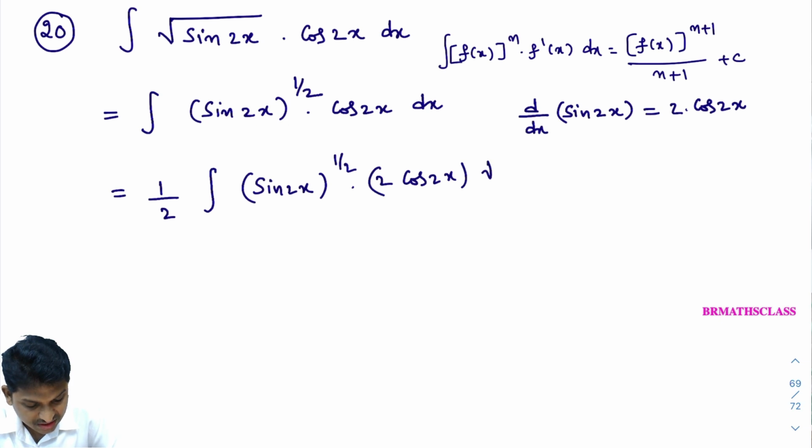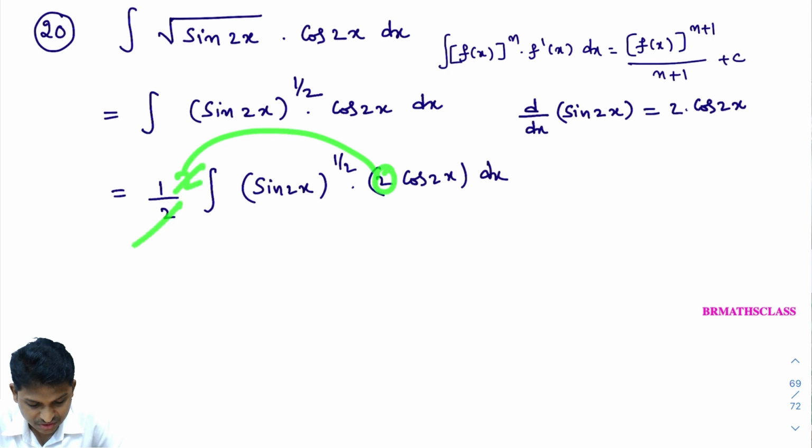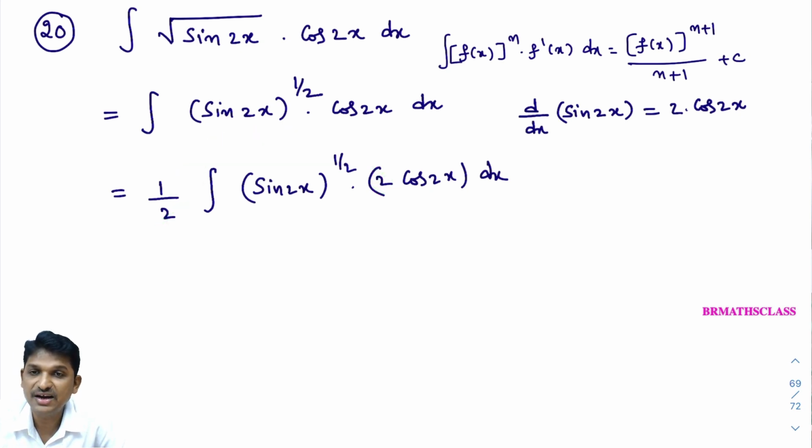I hope you are understanding. Actually, I need 2 cos 2x here. That's why you look here, 2. This 2 is a constant, so if we take it outside, this 2 will get cancelled. We can write like this.